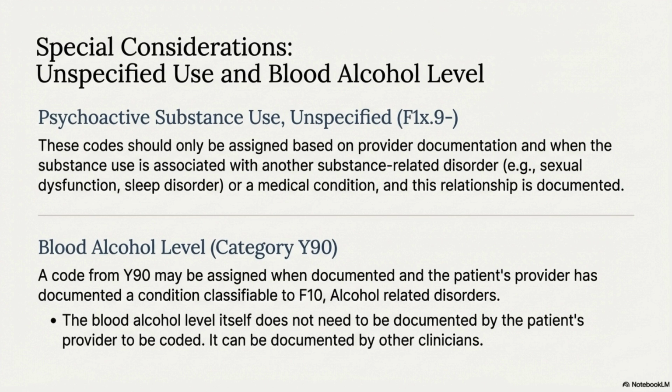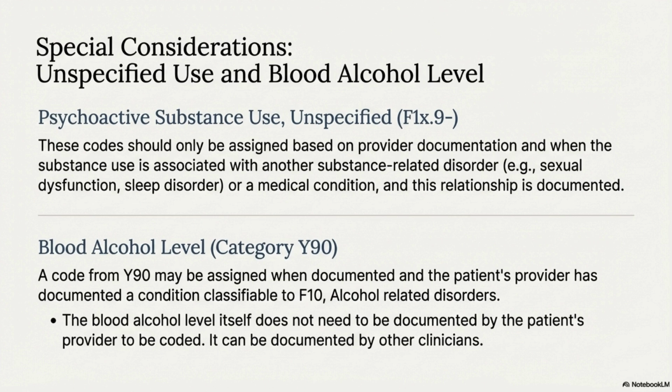Second, let's talk about blood alcohol level codes from category Y90. These can be assigned when a blood alcohol level is documented, and the documentation doesn't have to come from the provider. It can come from nursing, lab staff, or other clinicians. However, a Y90 code can only be used if the provider has already documented a condition that falls under category F10, which includes alcohol intoxication, alcohol use disorder, or alcohol withdrawal.